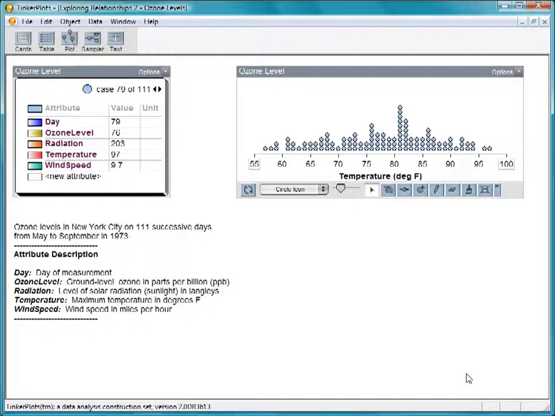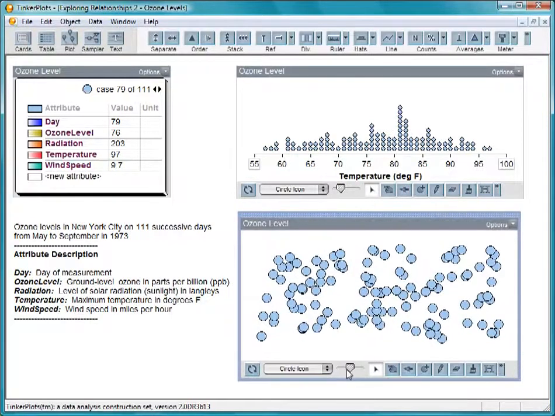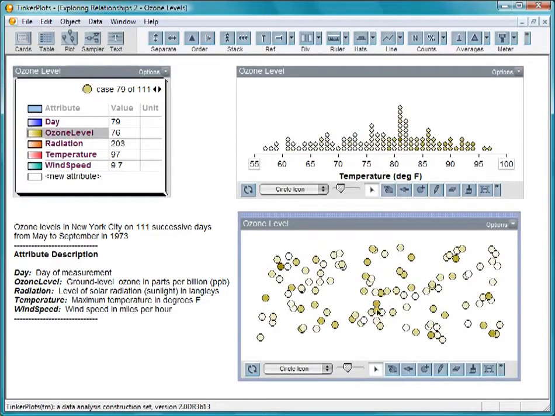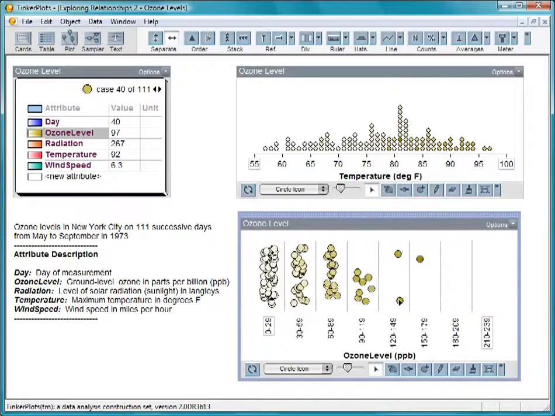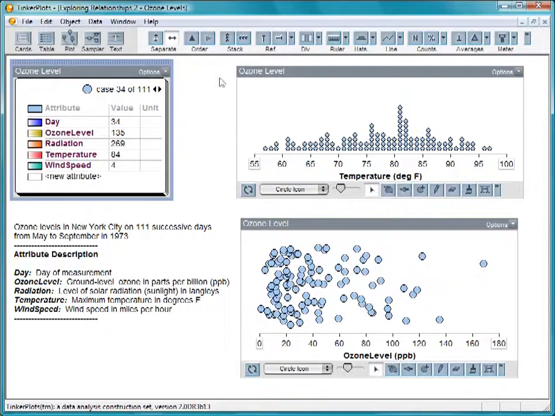In this movie, you will use TinkerPlots features to explore temperature and ground level ozone over 111 consecutive days in New York City. This graph shows the maximum temperatures of these days. Pull out another plot and graph the ground level ozone. Fully separate the values. Turn off the color and stack the cases.